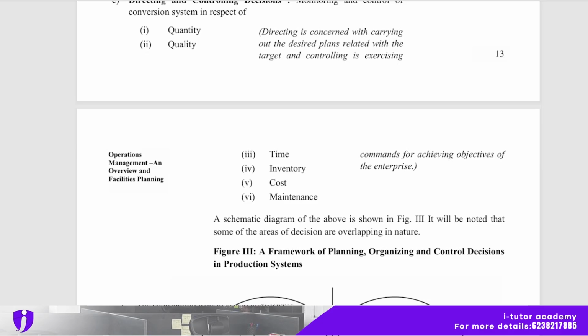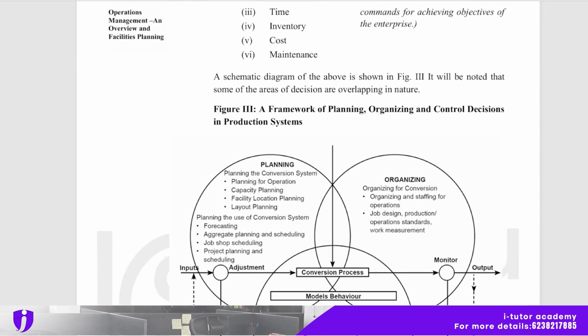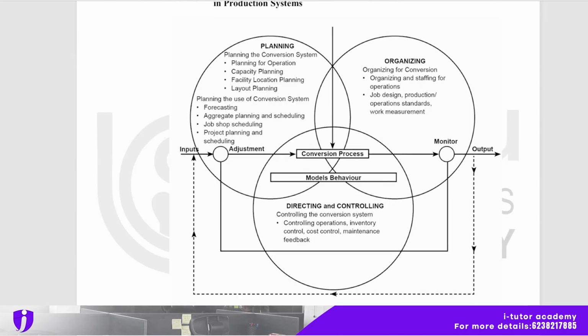And a schematic diagram of the above is shown in Figure 3. It will be noted that some of the areas of decision are overlapping in nature. Figure 3 is here, please refer to this. So planning is there, organizing is there, directing and controlling. In between there is an overlapping section also. There is conversion process, models, behavior, etc.